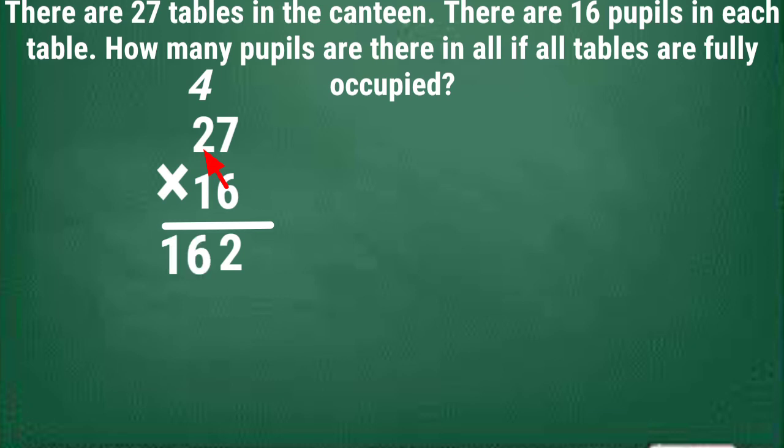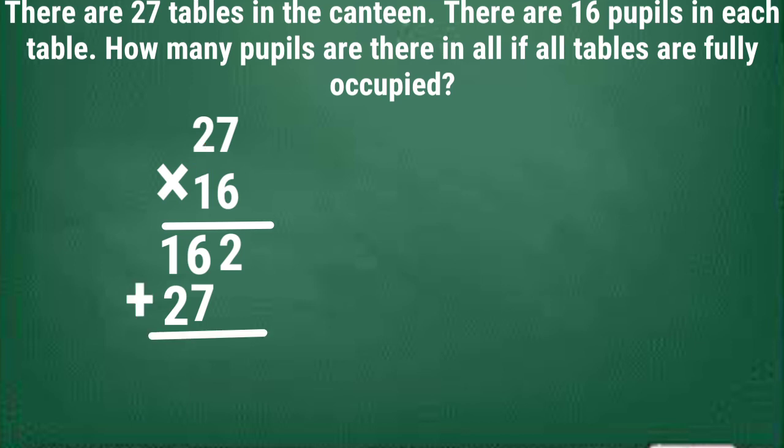So 27 times 6 is 162. But remember, we still have a digit to be multiplied. So the next digit is 1. And 1 times 7 is 7. You are going to put 7 here. No need for you to regroup because you only have a 1-digit subproduct. So 1 times 7 is 7. 1 times 2 is 2. And then you are going to add.